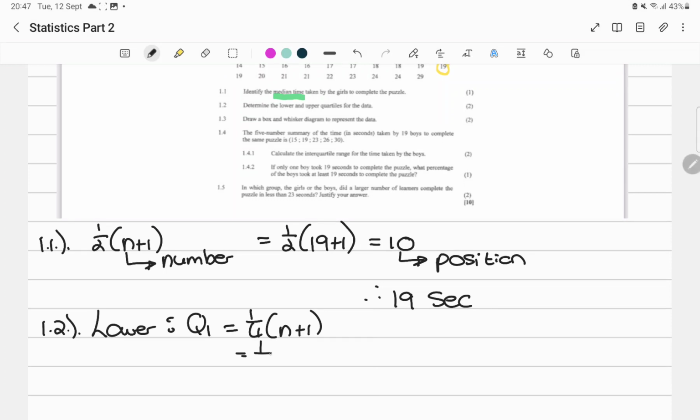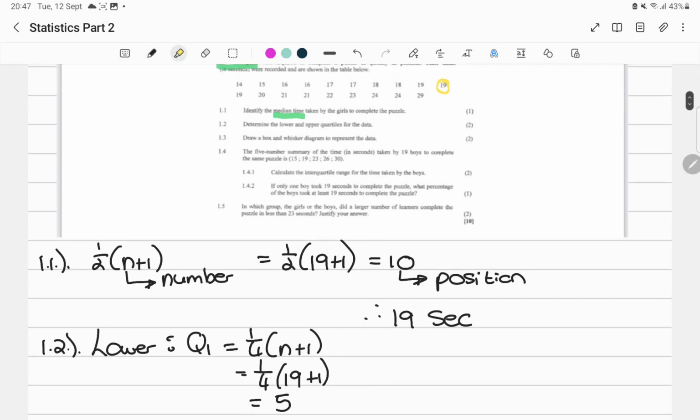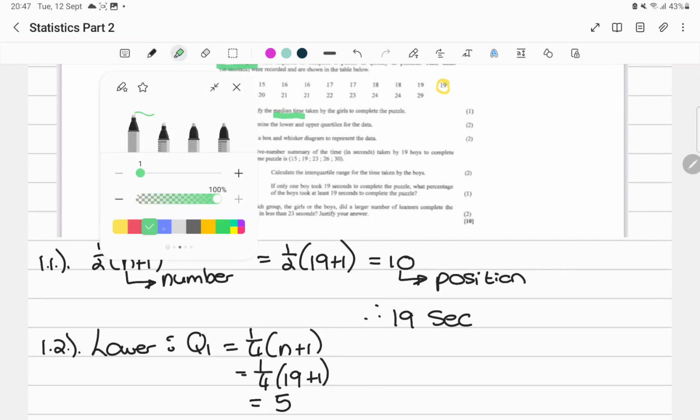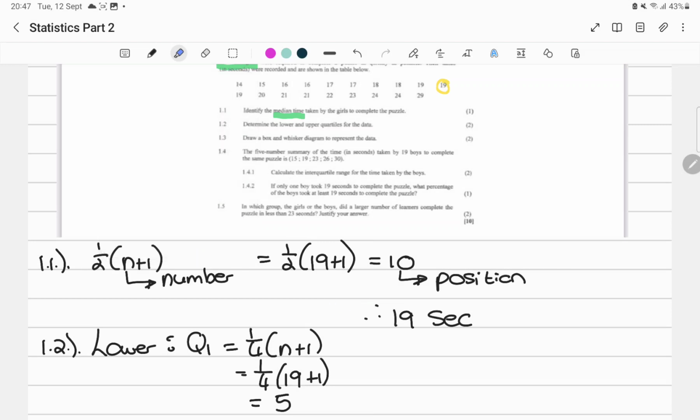Alright, so we have 19 participants, so we're going to say a quarter of 19 plus 1, which will give me 5. Alright, and number 5 is once again my position, so let's go and count what number is in position number 5, so it will be 1, 2, 3, 4, 5, so it will be 17. So my first quartile will be 17 seconds.